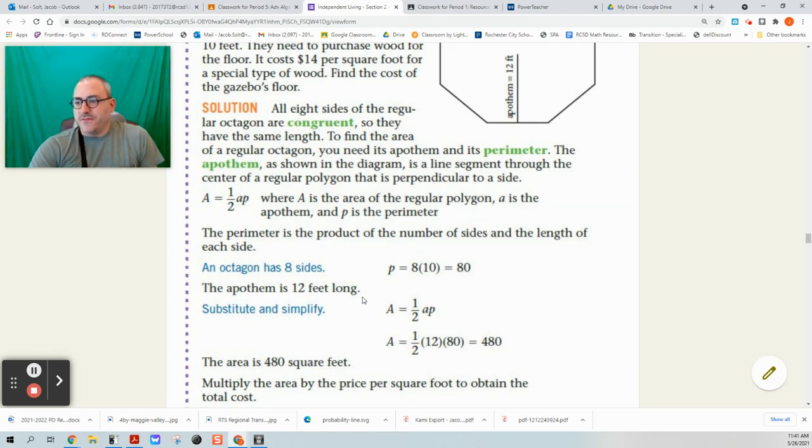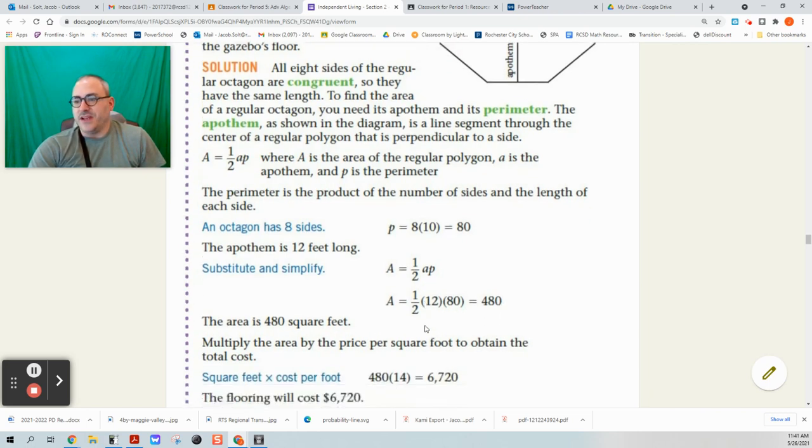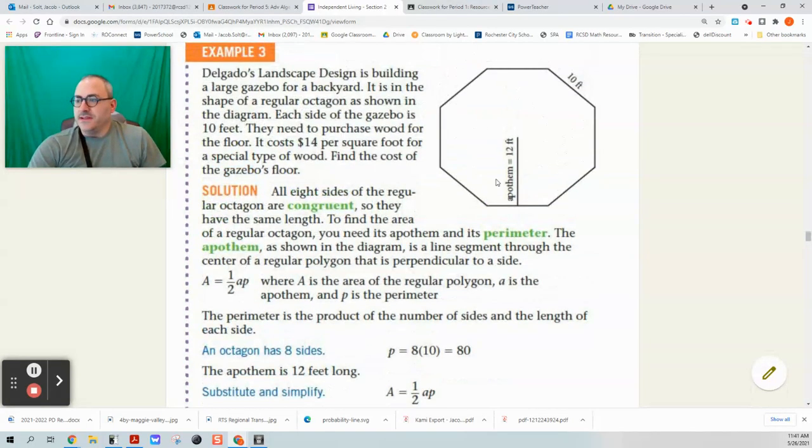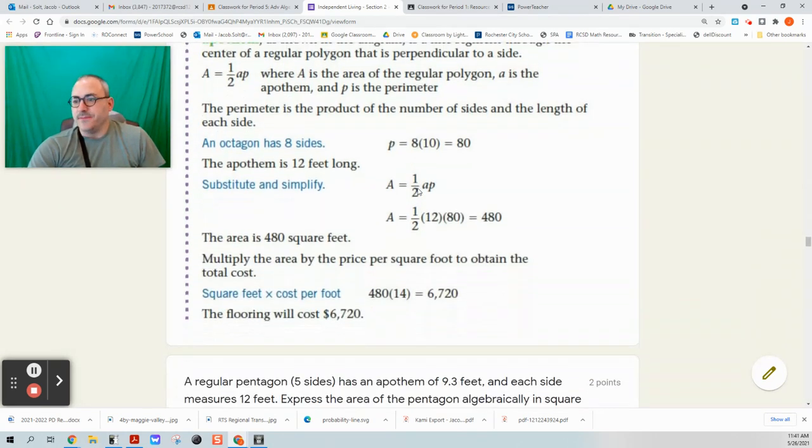The apothem is 12 feet long. So we're going to stick 12 in for a in our equation, and 80 in for P, and we get the area of the polygon equals 1/2 times 12 times 80. Well, that equals 480 square feet. So we know that the area of this regular polygon is 480 square feet.